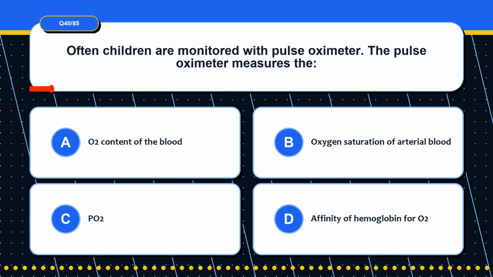Question 40. Often children are monitored with pulse oximeter. The pulse oximeter measures the. Here are the options. Option A. O2 content of the blood. Option B, oxygen saturation of arterial blood. Option C, PO2. Option D, affinity of hemoglobin for O2.